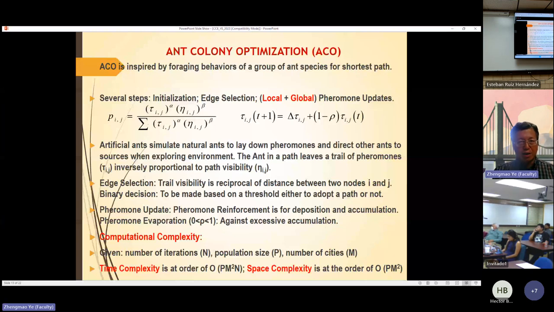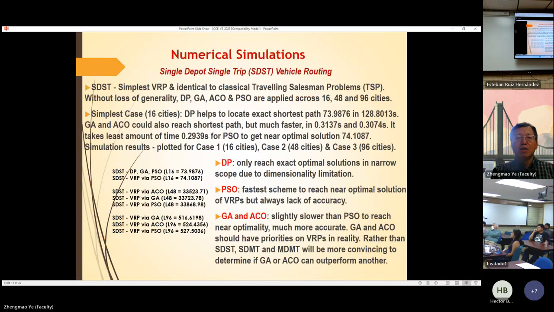Based on the ACO, the computational complexity can also be easily computed. Still, given the number of iterations n, population size p, and the number of cities n, the time complexity is on the order of big O of p m squared n. The space complexity is on the order of big O of p m squared. So let's take a look at numerical simulations.